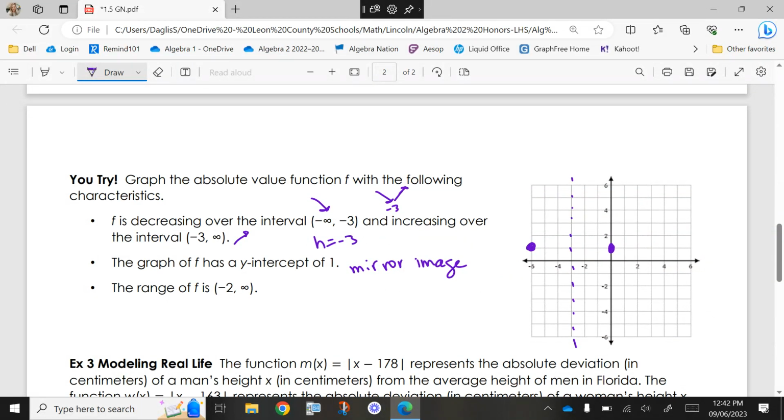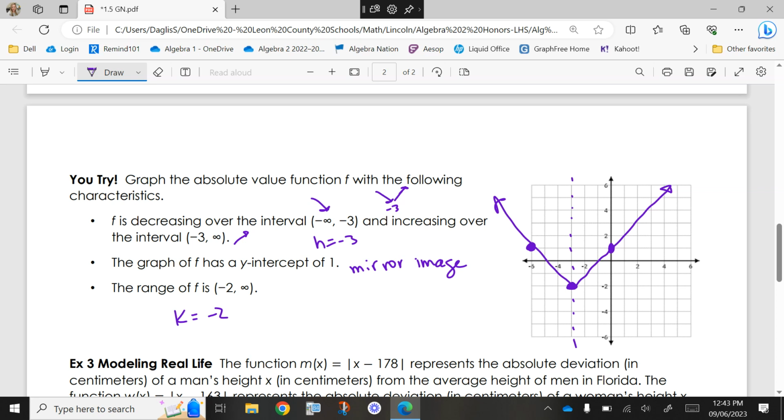Then it says that the range of f is -2 to infinity. So that piece gave me our k value. So now I know my vertex is down here. And then here we go. So if you ever have the x piece of your vertex, you also have the line of symmetry. So that's kind of a 2-for-1 special when you get that information.